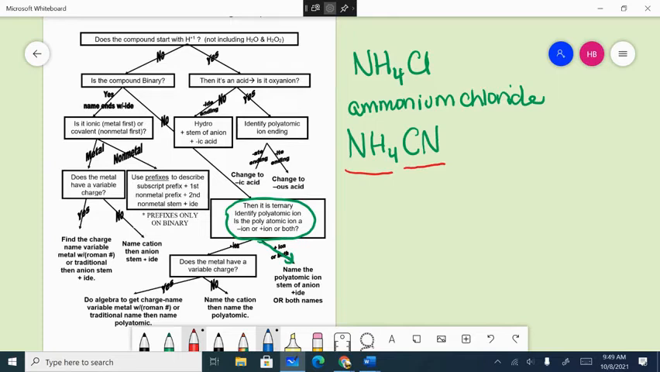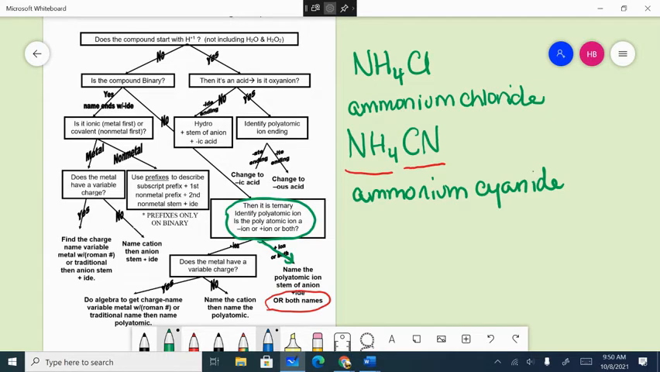So this is the case where it says both names. So this one, it's going to be ammonium. What's CN? Cyanide. So now think about that. You guys have heard of cyanide before, haven't you? So now you know what cyanide is.